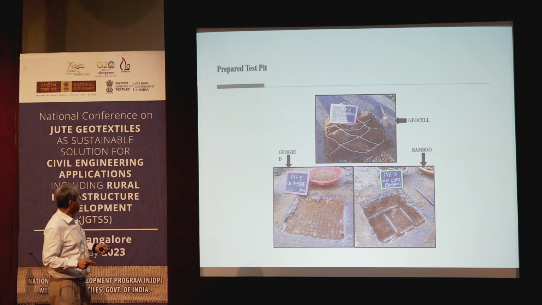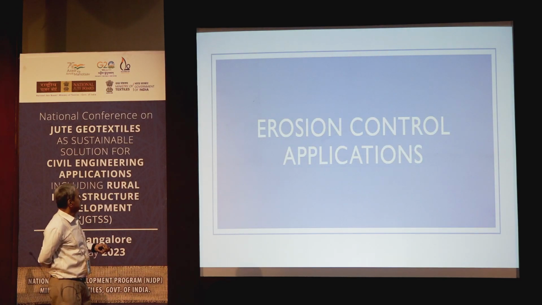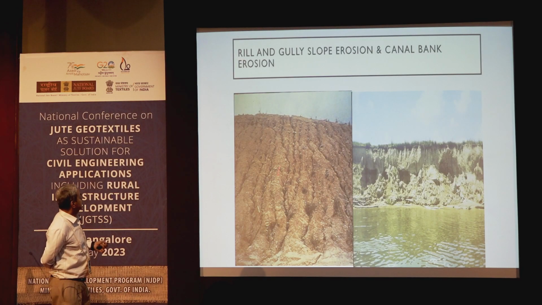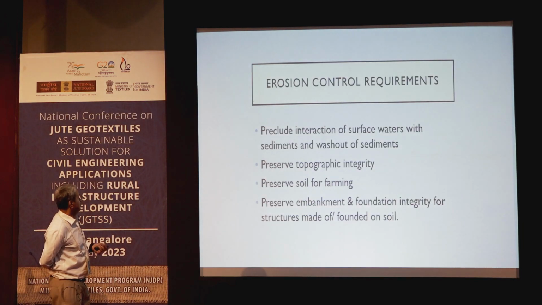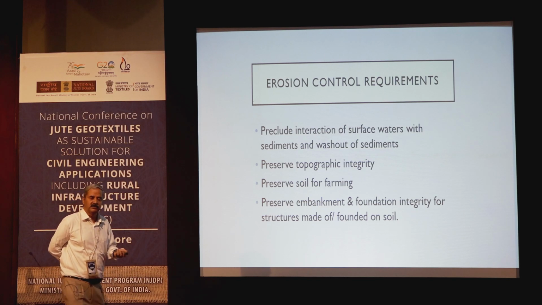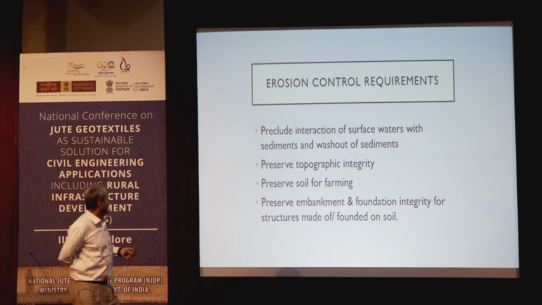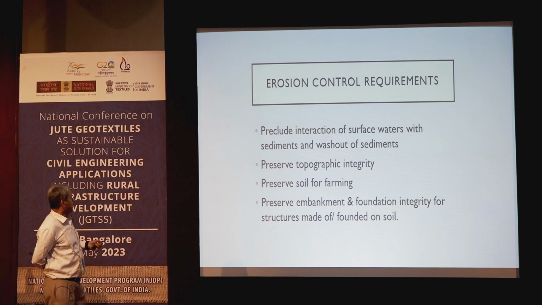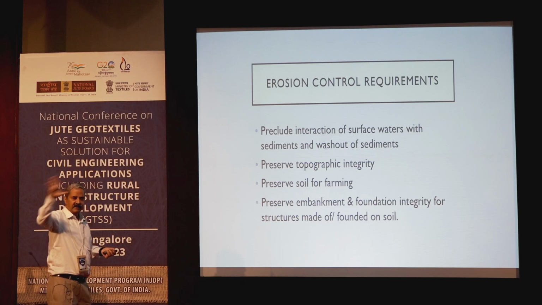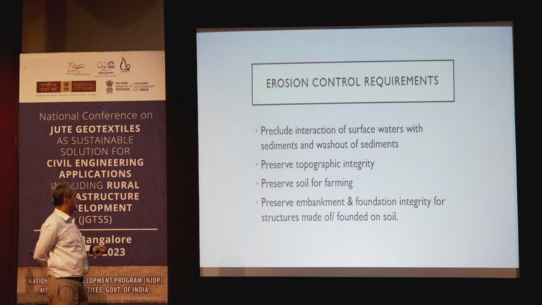This is bamboo and all of that. Erosion control applications are very good, like gully erosion and canal bank erosion, which we don't want. I think this is the biggest application of jute geotextile products, because the problems you have are the interaction of surface waters with sediments and the washout of sediments, which can be prevented. The topographic integrity, the design, whatever slope you want, can be there. Preserve soil for farming, that's another thing. Preserve embankment and foundation integrity for structures made of or founded on soil.